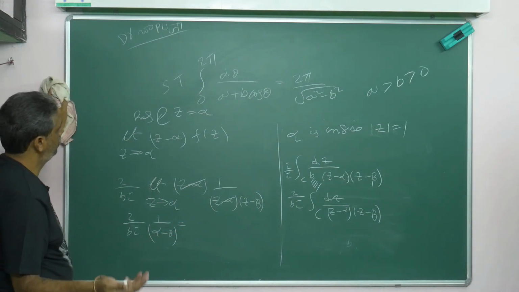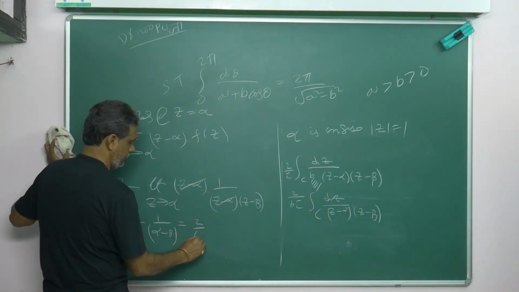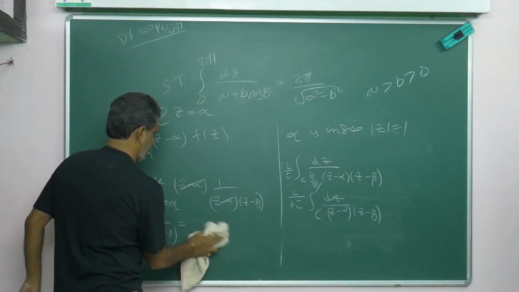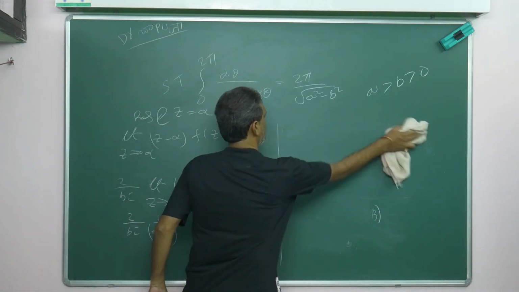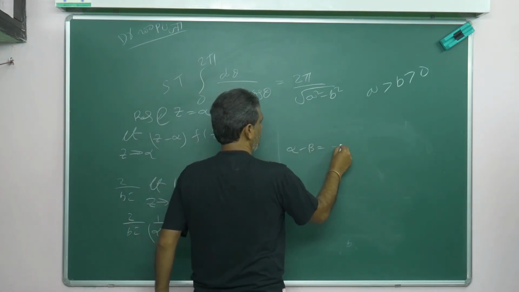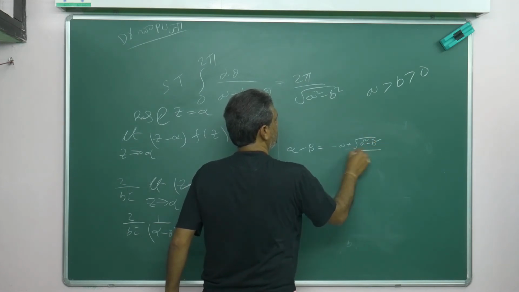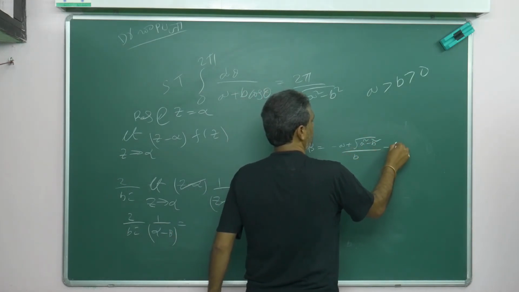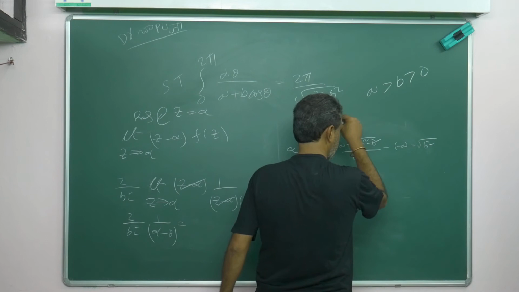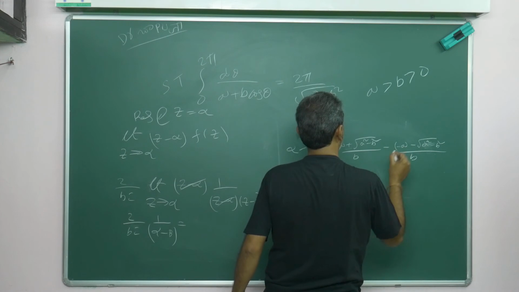What is my alpha? Minus a, okay, no doubt. 2b by a, 1 by alpha minus beta. What is alpha minus beta? Minus a plus root of a square minus b square by b, minus of minus a minus root of a square minus b square by b.